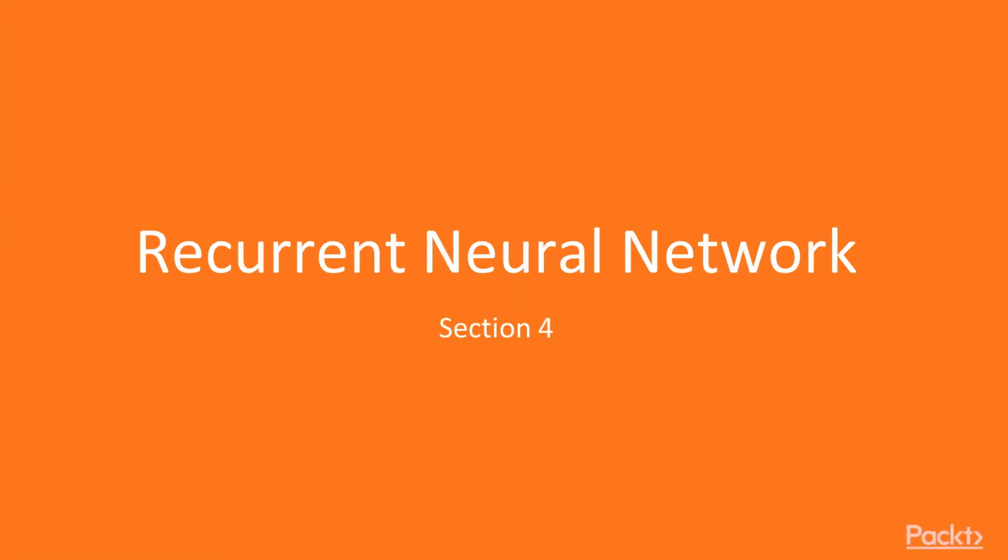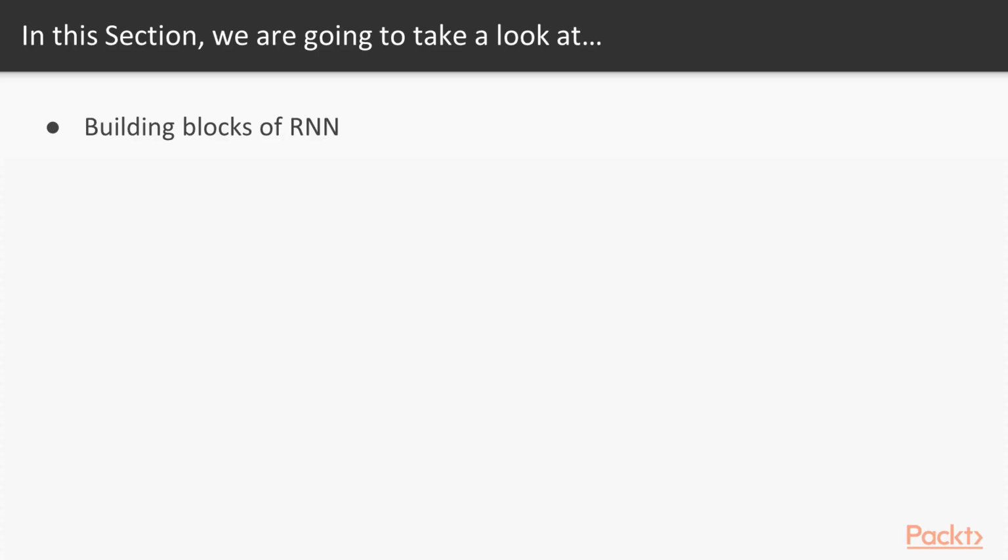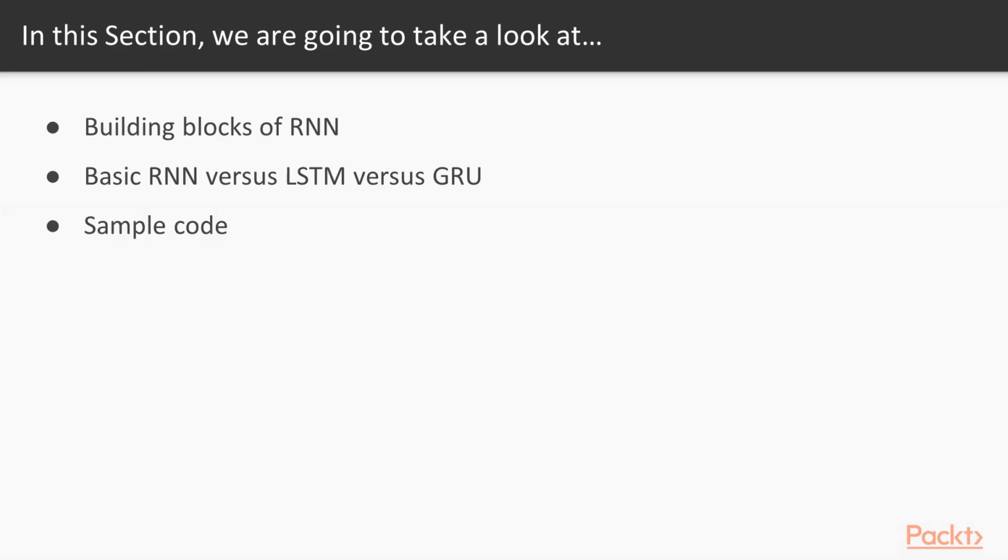Hi friends, welcome to another section in this course, Recurrent Neural Network. In this section, we are going to take a look at what the building blocks of RNN are and what the various types of RNN are, and what the differences between these types are, like basic RNN versus LSTM versus GRU. Also, we'll take a look at a sample code wherein we'll see an RNN in action.